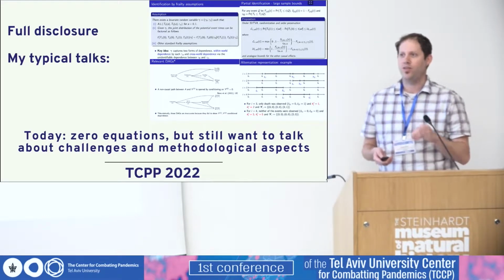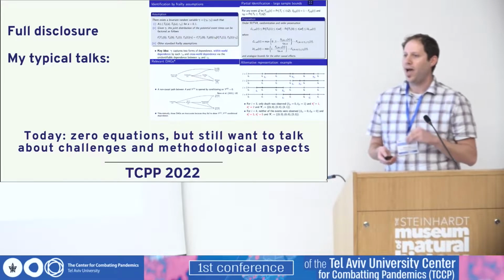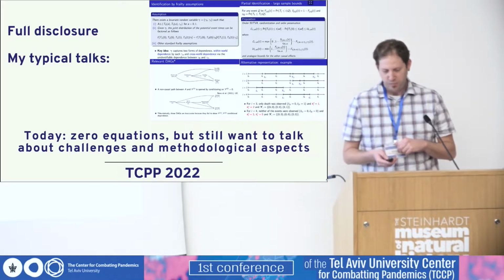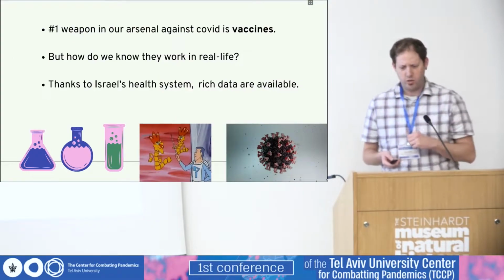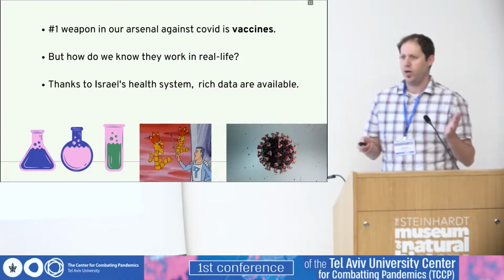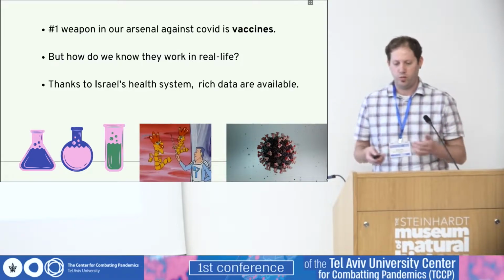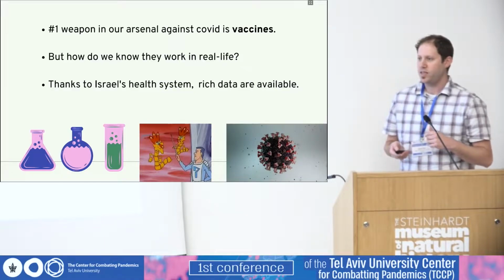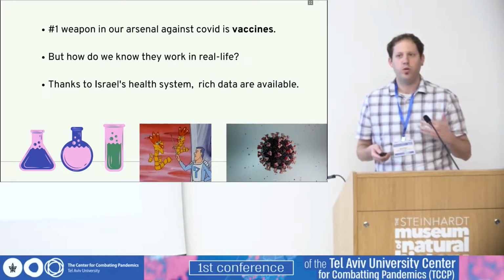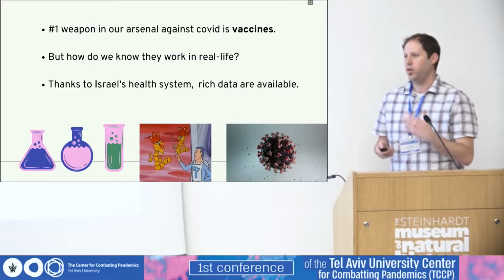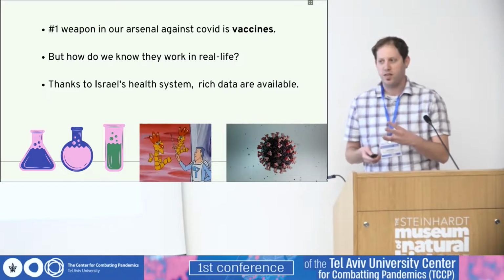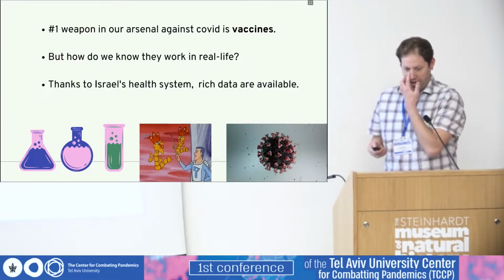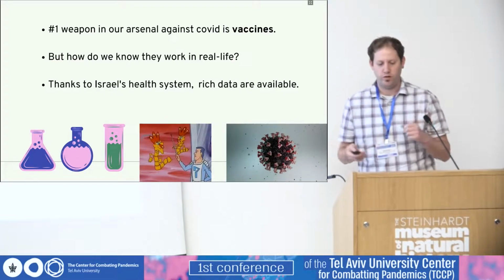But I still want to talk about challenges and methodological aspects of estimating causal effects from observational data. And given all the introduction we had today, I think we agree, or at least a majority in the room agree, that the number one weapon in our arsenal against COVID-19 is vaccines. And we know a randomized controlled trial showed that it works, but in a highly controlled system. And how do we know that they work at scale? The answer is observational studies, huge observational studies.